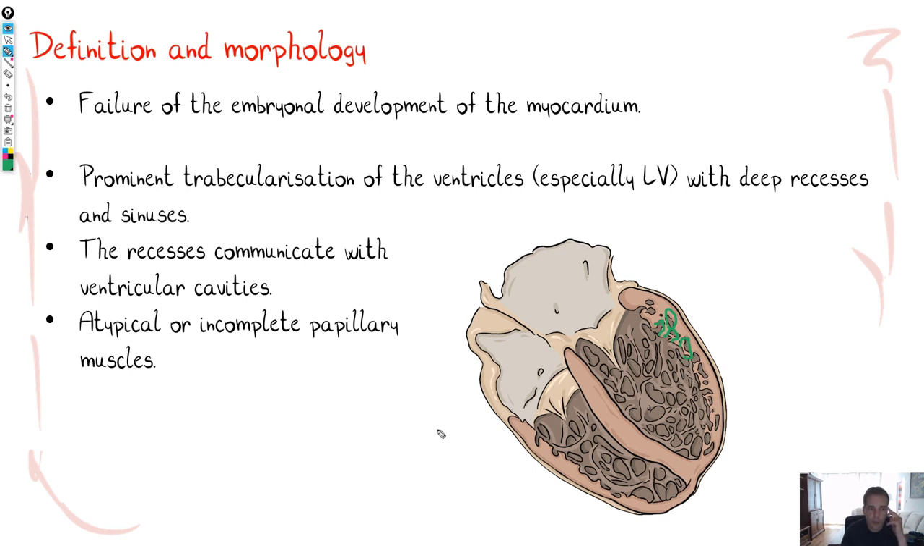It's probably a failure of the embryonal development of the myocardium, because this appearance, this spongiform appearance, is a normal physiological phase of the heart in embryonal development. And for some reason, the heart is stopped in this phase of embryonal development and it looks like a sponge. So that's why we call it non-compaction myocardium or spongiform myocardium. So it's a failure of embryonal development of the myocardium.